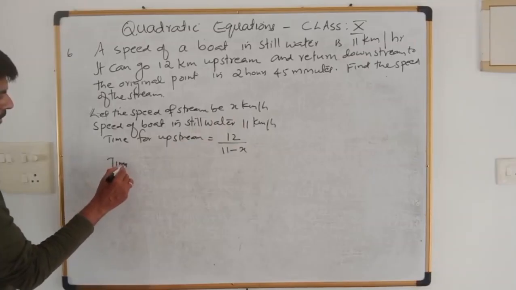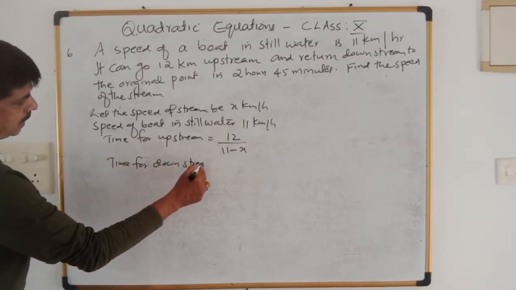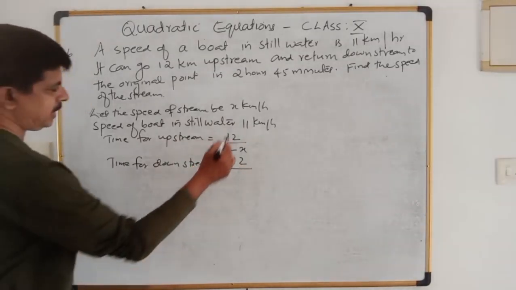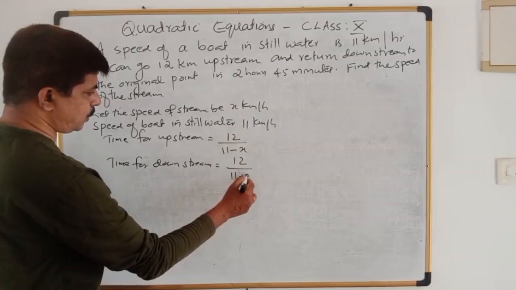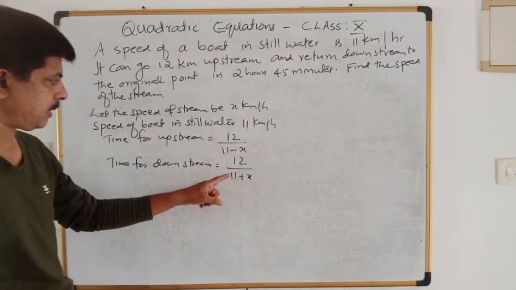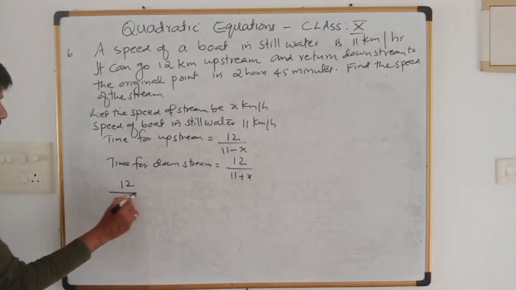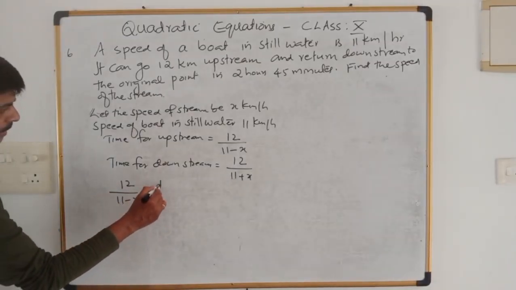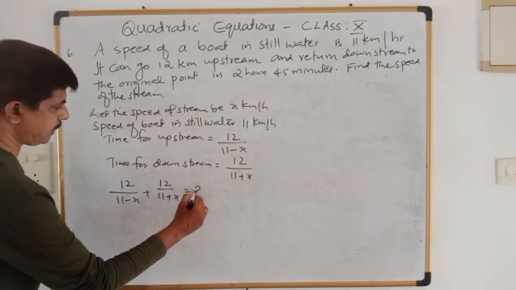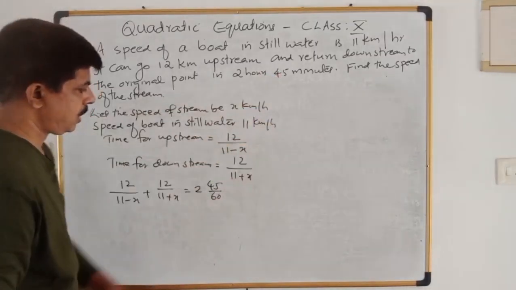Now time for downstream direction. So we take distance by speed. Downstream means both are in the same direction, so speed will be added. So the total time is given. What is the total time? 12 by 11 minus x plus 12 by 11 plus x. We are given the total time 2 hours 45 minutes. Minutes will be converted into hours.